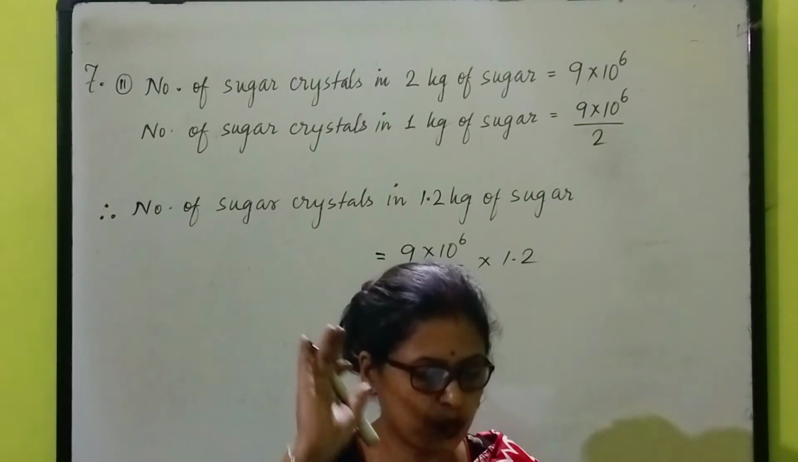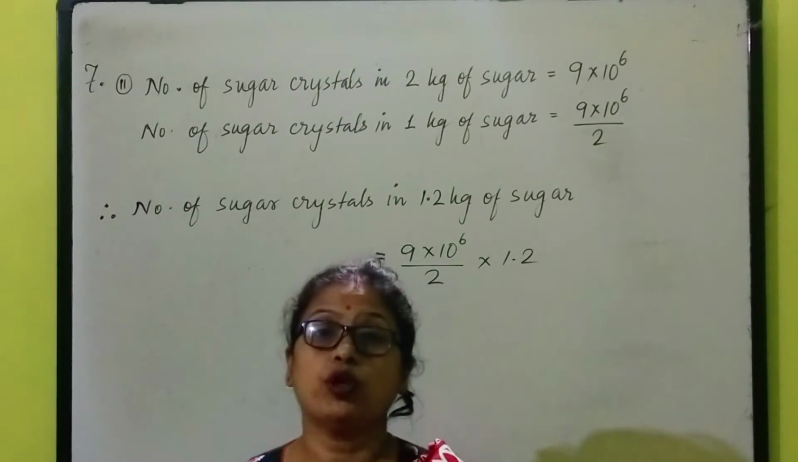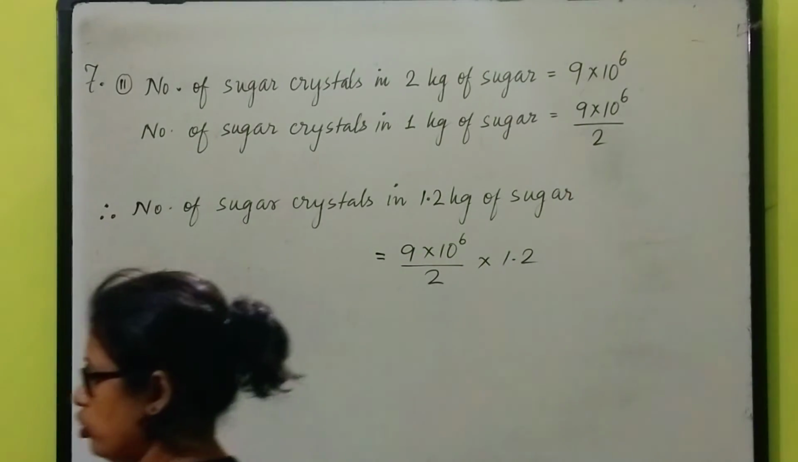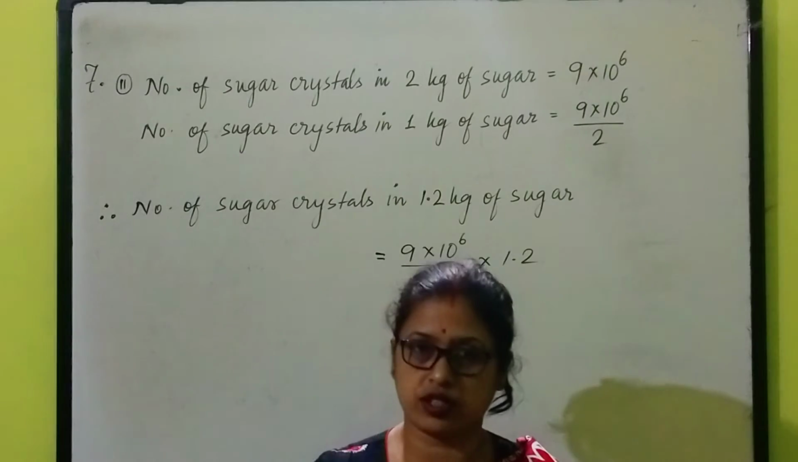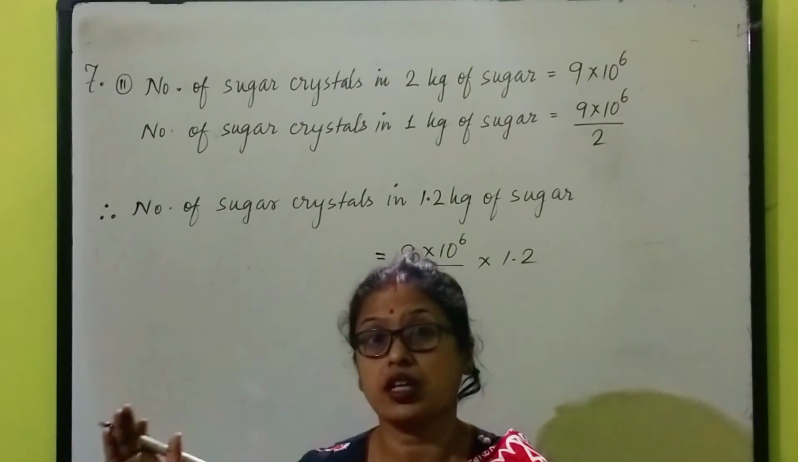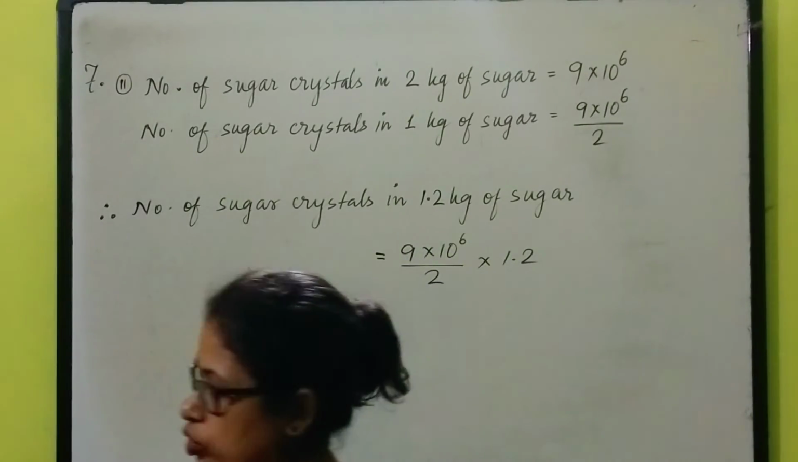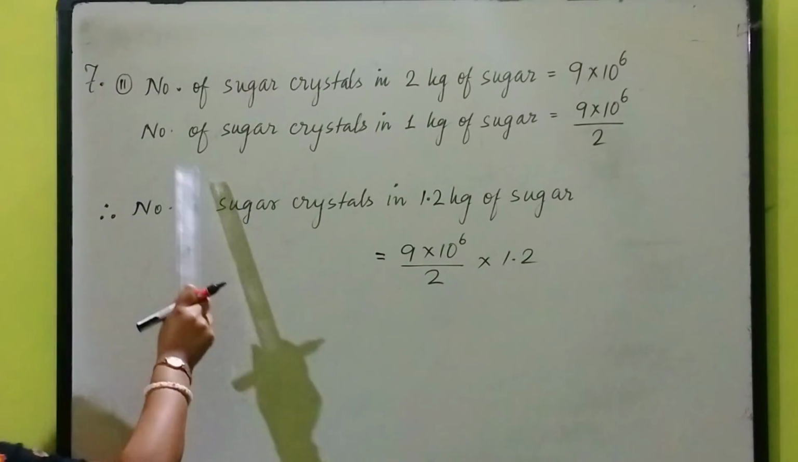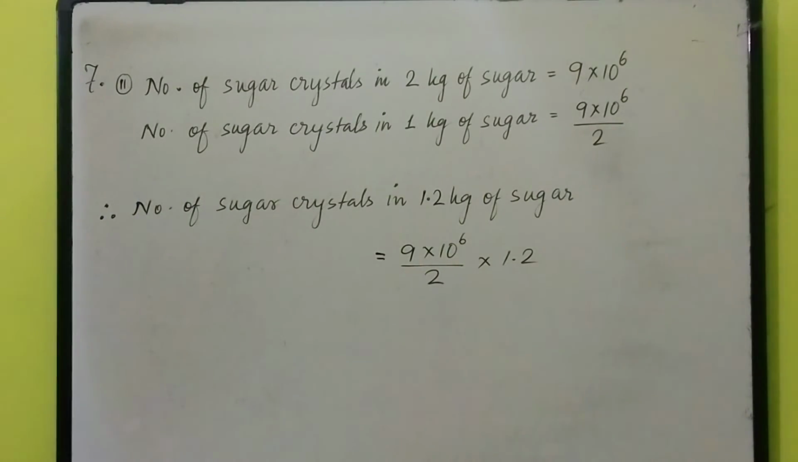That we will do it. I am doing number 2, your 1.2 kg of sugar. Now, see what you have to find out, the number of crystals. So, we will write that after the sign of equal to. Clear? So, what we have written, see, number of sugar crystals in 2 kg of sugar.